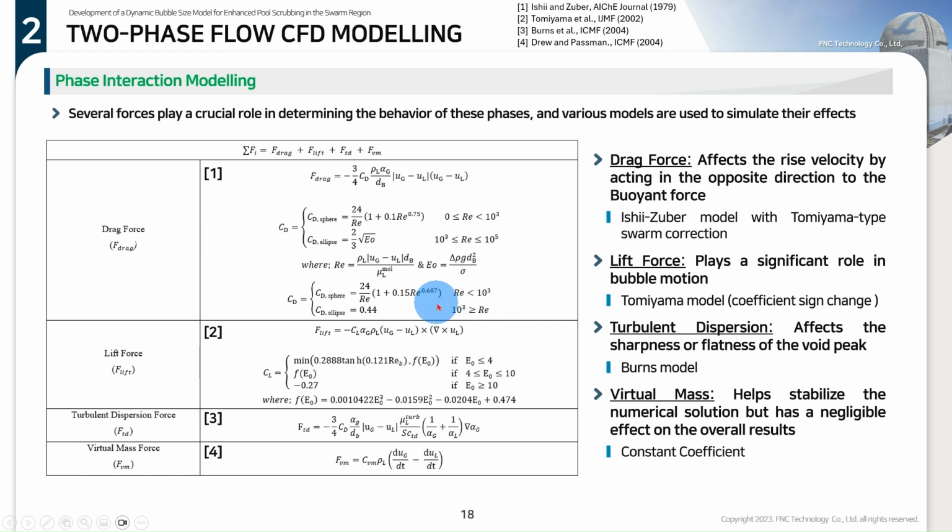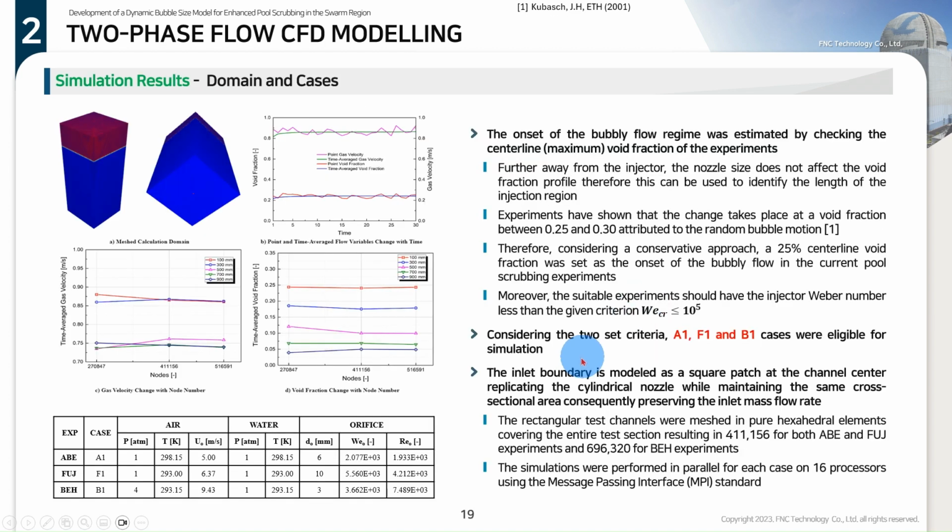As for the phase interaction modeling, 4 forces were identified as crucial for the calculation, especially drag and lift force. And in the lift force, the lift coefficient changes sign because there are larger bubbles available in the domain. These are the domains and computational settings.